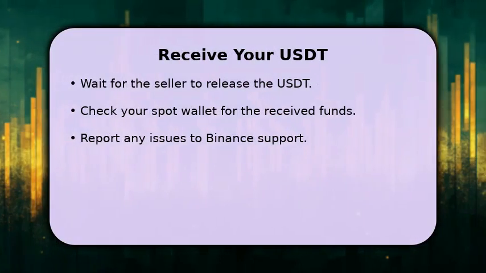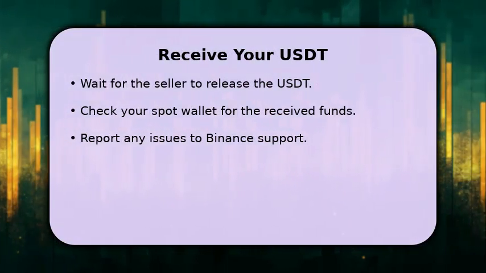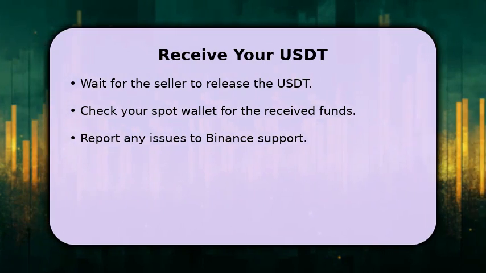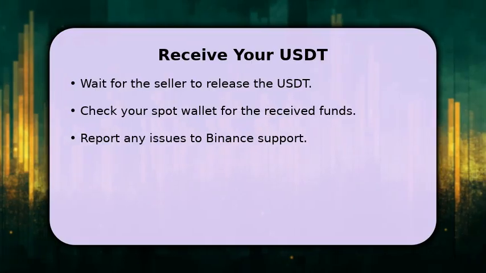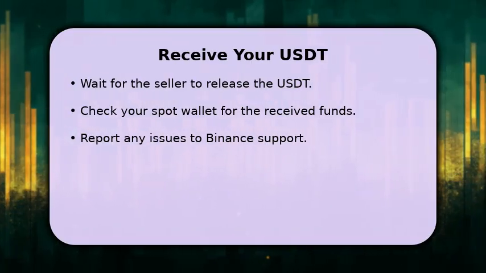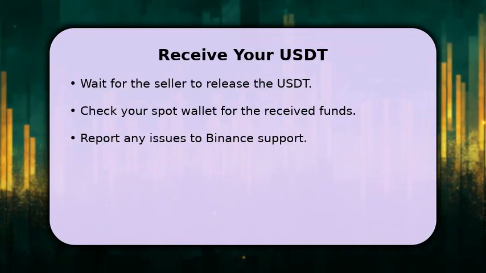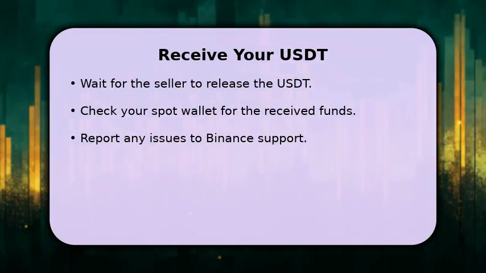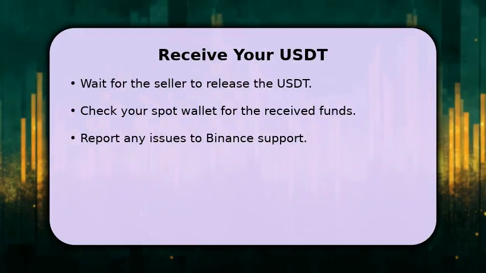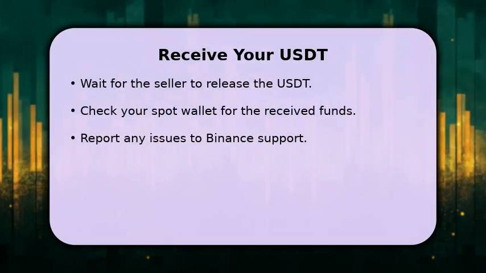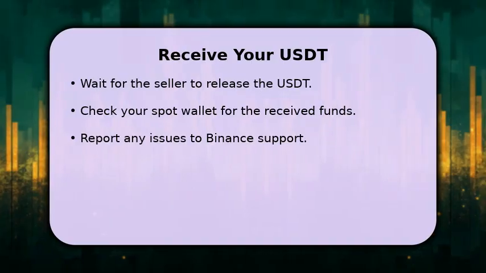After you confirm payment, the seller will verify receipt of your funds and then release the USD to your Binance wallet. This process usually takes only a few minutes. You can check your spot wallet to confirm the USD has arrived. If there are any delays or issues, use the chat function to communicate with the seller. If problems persist, you can appeal the order, and Binance support will intervene to help resolve the situation.